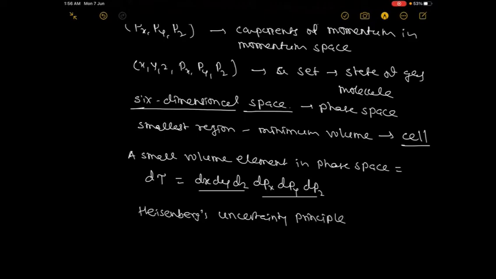Now, what is Heisenberg's uncertainty principle? It is impossible to measure position and momentum coordinates simultaneously with arbitrary accuracy. That means delta x delta px is always greater than or equal to h or h cross.